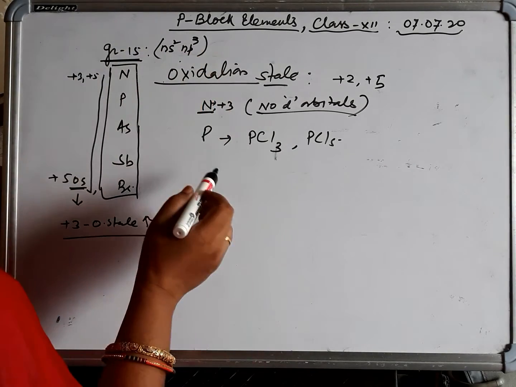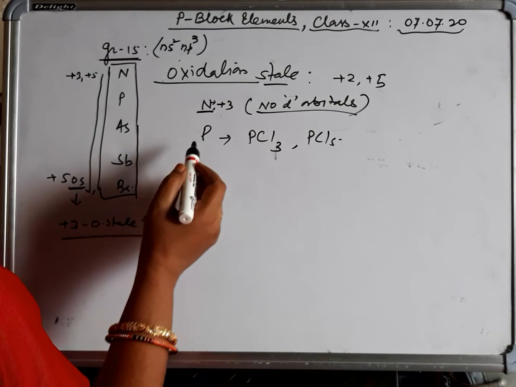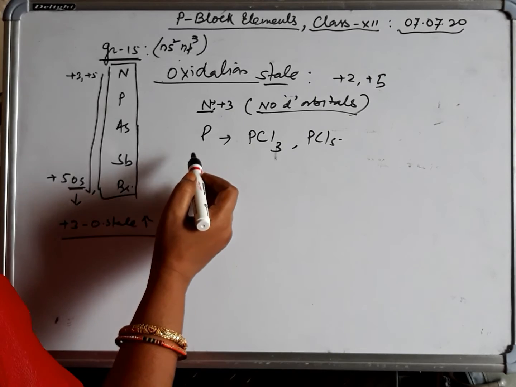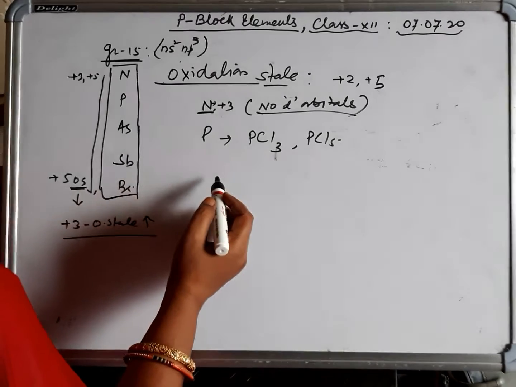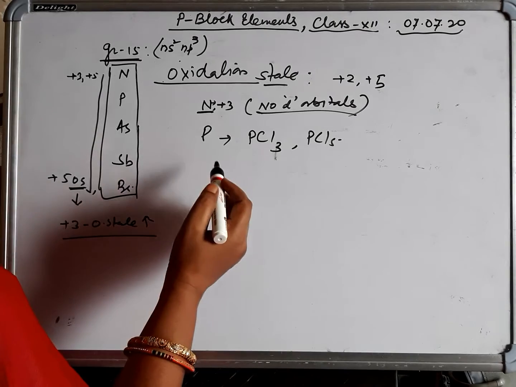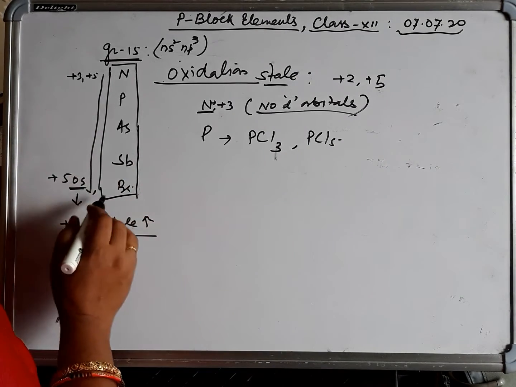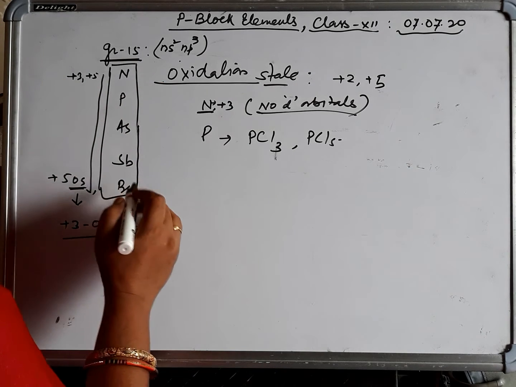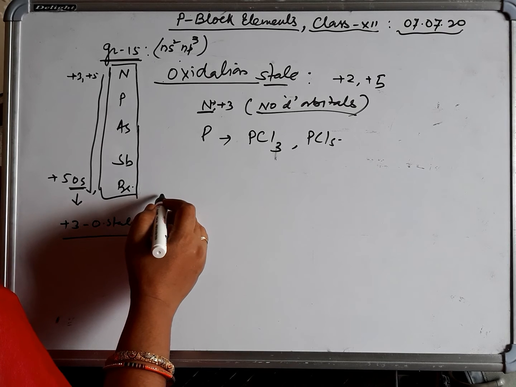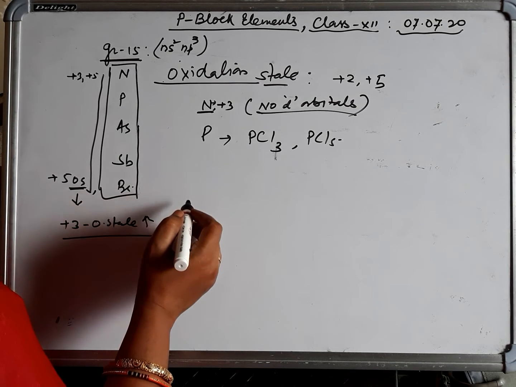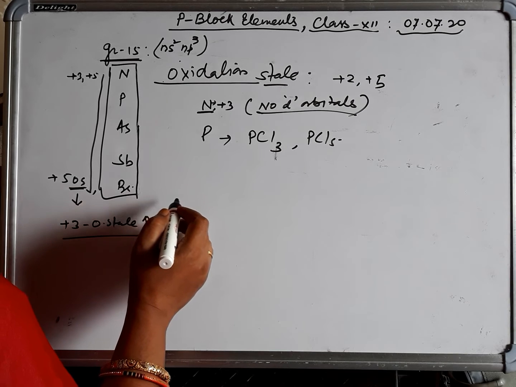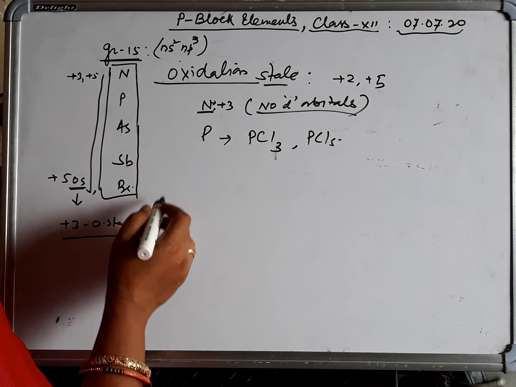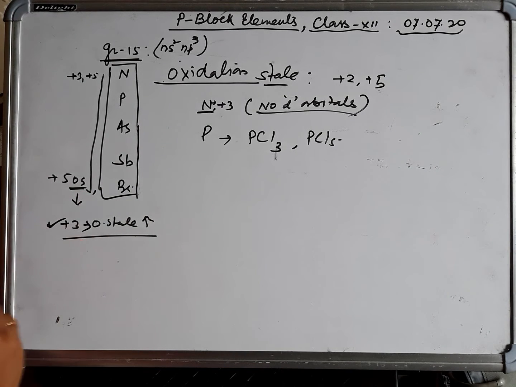They show a maximum of 5 valence electrons and form bonds because they all, except nitrogen, have vacant d orbitals. So they can extend their covalency and show both the +3 and +5 oxidation states. When we move down the group, if bismuth forms a +5 oxidation state in a compound, it will be unstable due to the inert pair effect or poor shielding effect. Bismuth gains stability in compounds only in the +3 oxidation state.